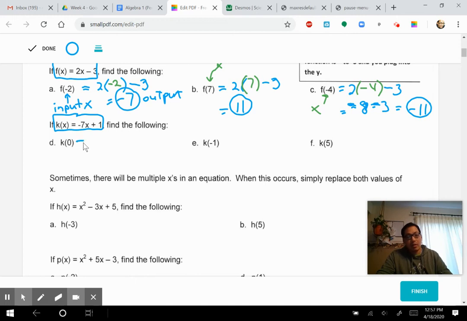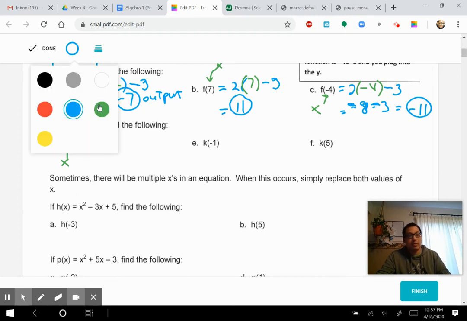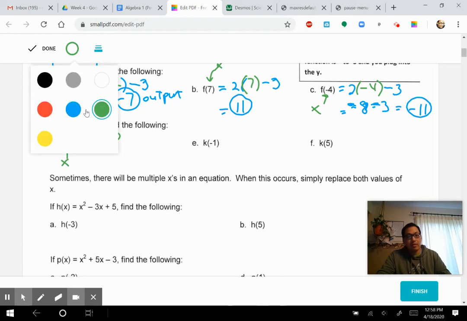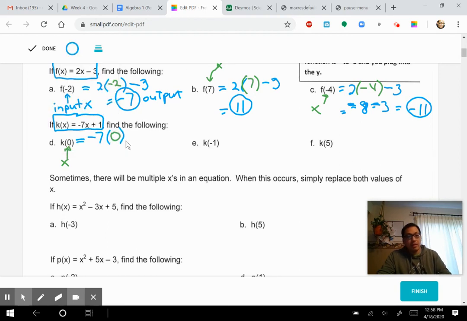So let's evaluate a few different things. So k of 0, what does that mean? That means 0 is our x, right? Just one more, just kind of keep doing this. This is x. So we're going to plug that in for x. Negative 7 times 0 plus 1.